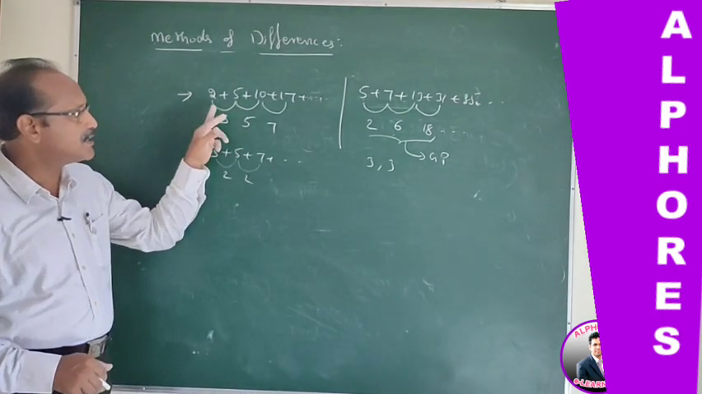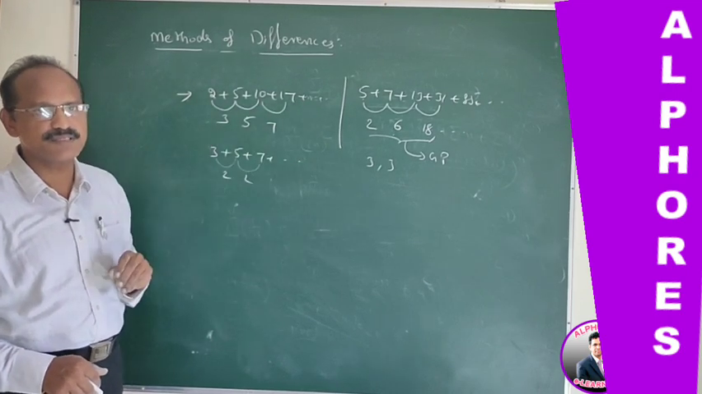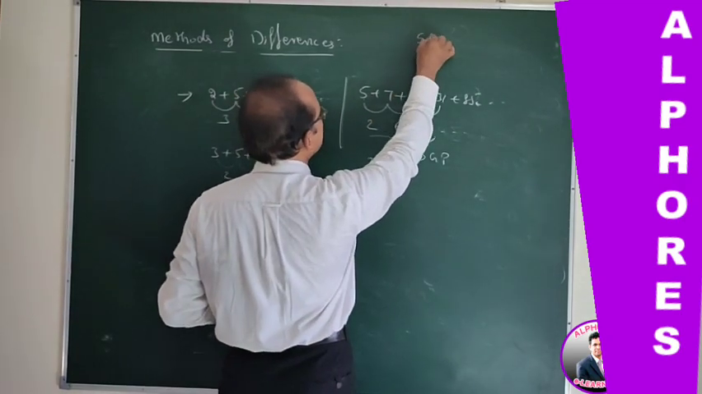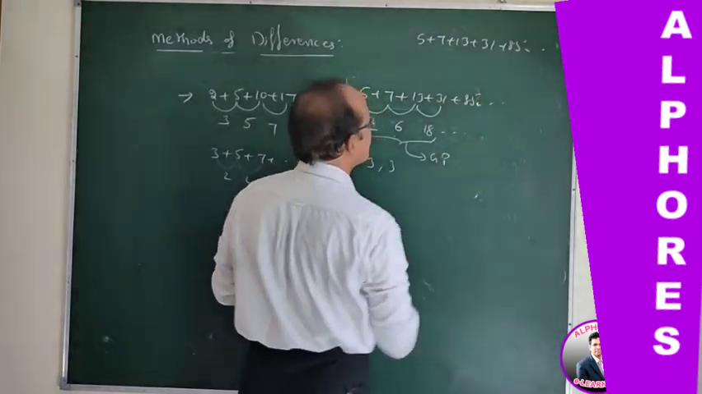Right. Now I am trying to calculate the sum of the terms of the sequence. We will discuss this problem later. That is 5 plus 7 plus 13 plus 31 plus 85, etc.